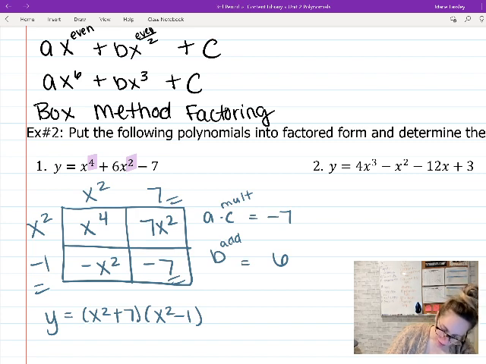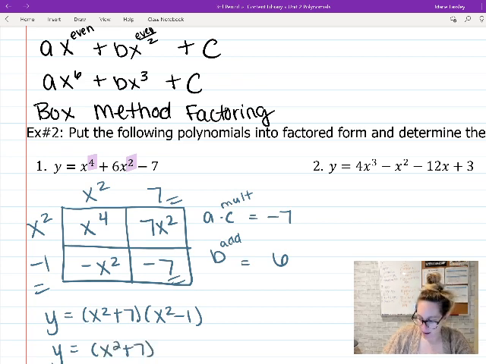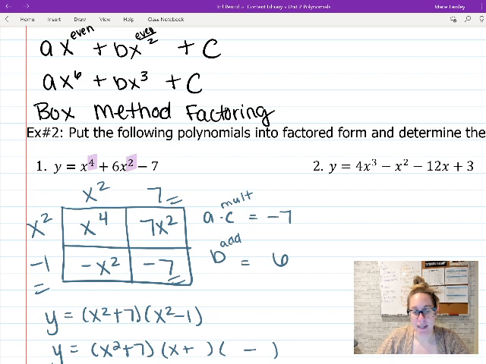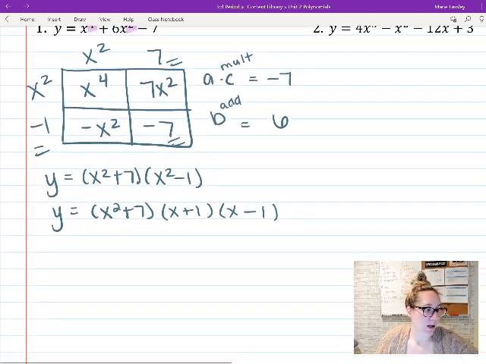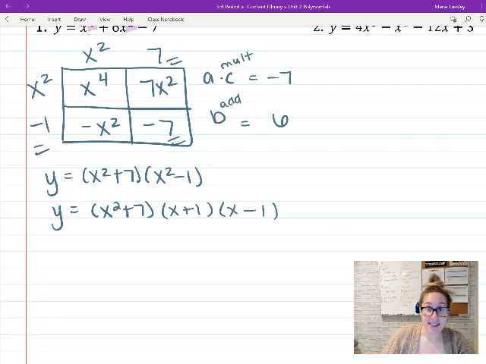So I have y equals x squared plus 7. All right, and then I set up my two parentheses. One gets a plus, one gets a minus, and I square root each term. So x squared square rooted is just x, and 1 square rooted is just 1. All right, so this now, I guarantee you, is fully factored. So here is fully factored y equals.